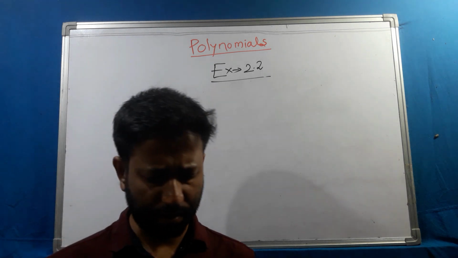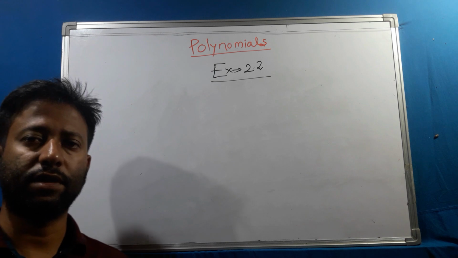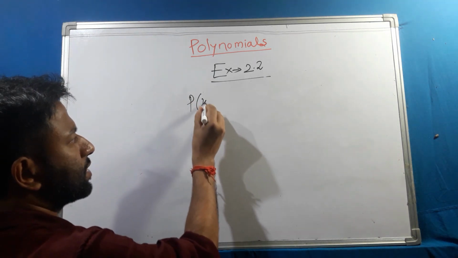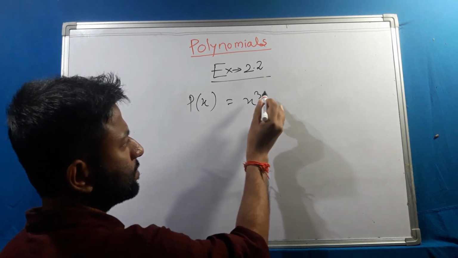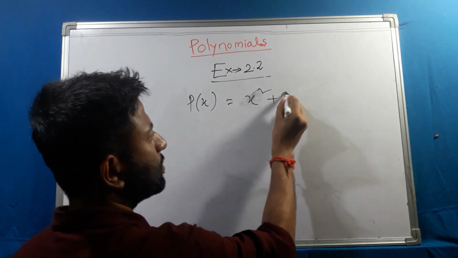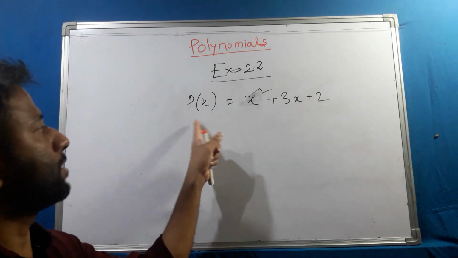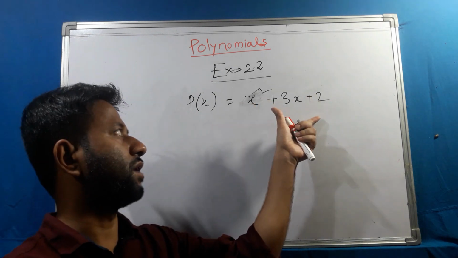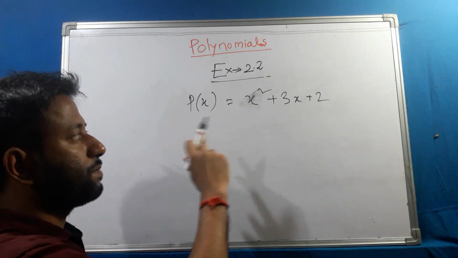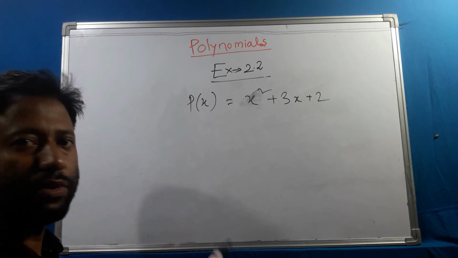So for this section, before starting, I'll give just 2 minutes of basics. That is, what is the zero of a polynomial? Suppose I'm considering a polynomial p(x) equal to x square plus 3x plus 2. Now if this is a function which I can express in the form x square plus 3x plus 2, and if I put in any value for which this function's value becomes 0, that value is known as the root.